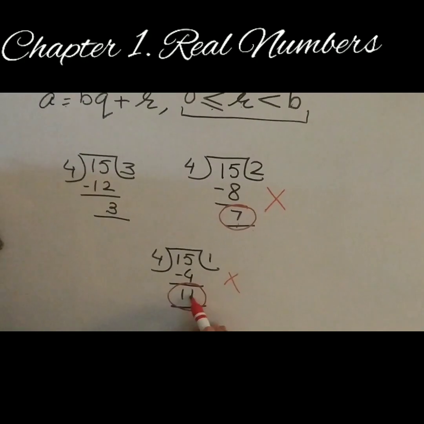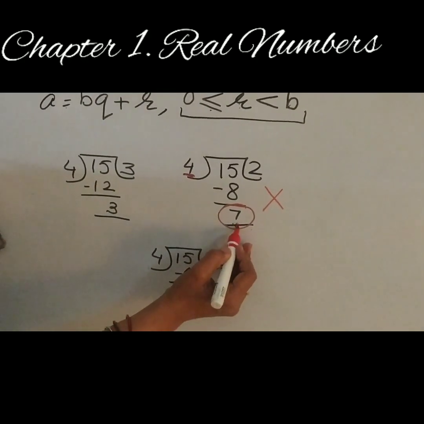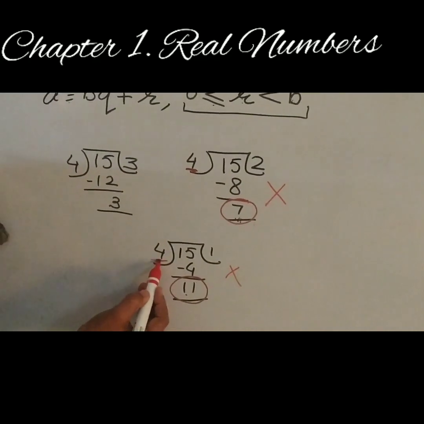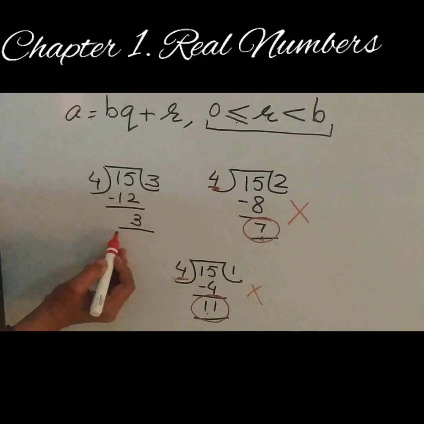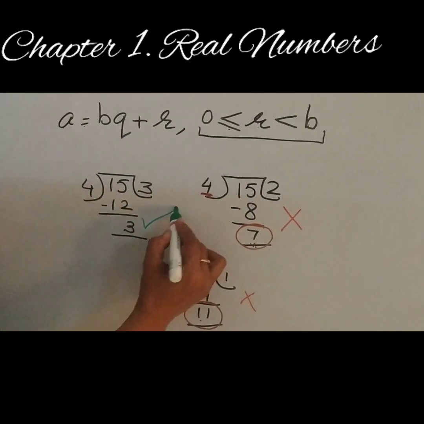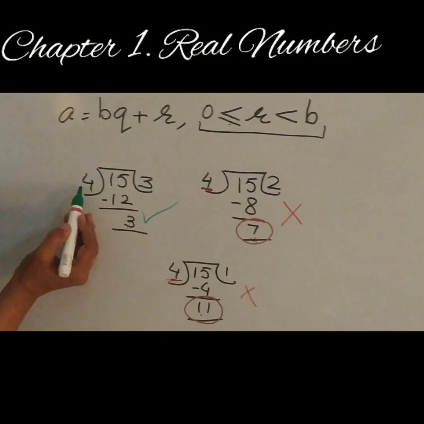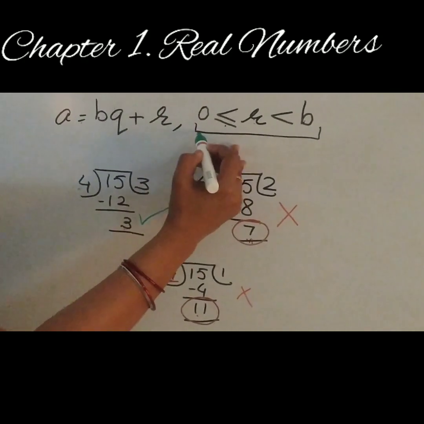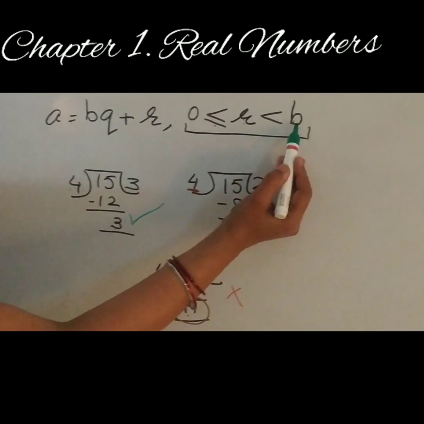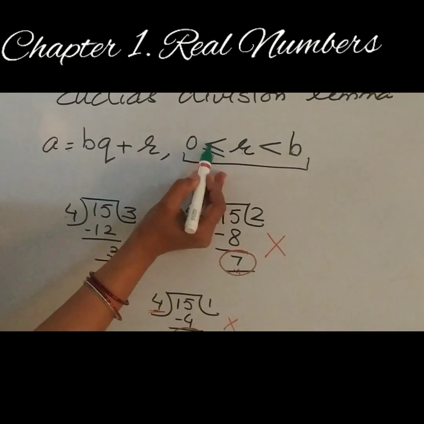In both the cases remainder is bigger than the divisor. Either way this is 11, it is greater than divisor which is 4. But this division where the remainder is 3, this division is correct. The reason, remainder is less than divisor. That is why this condition is important. That is, remainder should be less than divisor. It can be equal to 0 and it can be greater.